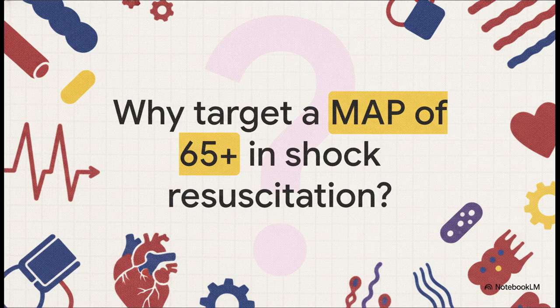What is the primary physiological rationale for establishing a mean arterial pressure target of 65 millimeters of mercury or higher during early shock resuscitation? Is it to maximize blood flow velocity, ensure autoregulation of critical organs, prevent respiratory alkalosis, or minimize fluid overload risk? Why do we obsess so much over this specific blood pressure threshold?